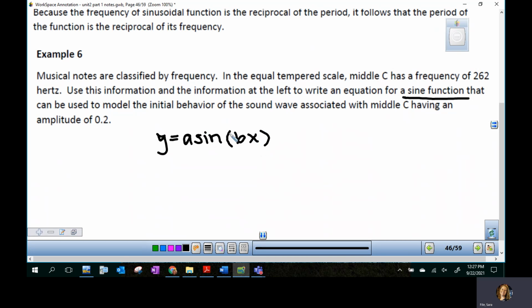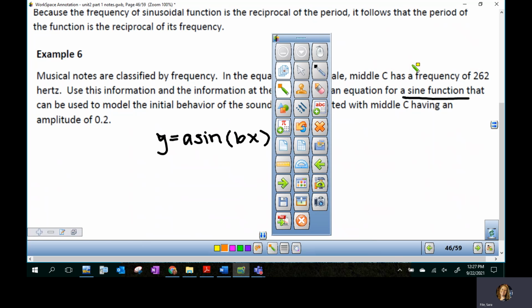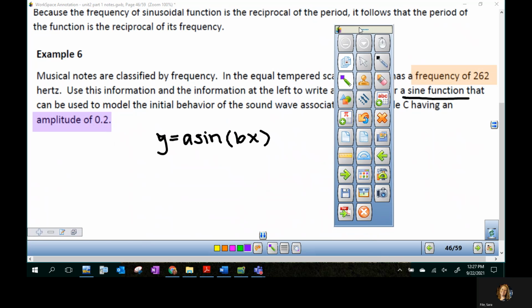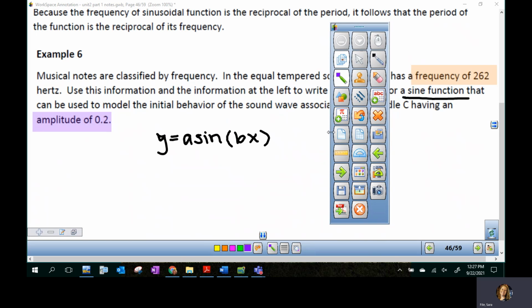There's no horizontal shifts or anything. This is what we're starting with. Now the information they give us is the frequency and the amplitude. Do either of those just directly get plugged into the equation? Which one? Where does it get plugged in? Okay, so the amplitude gets plugged in for A. So 0.2 is going to be the A value. Okay, what about the B value? Do I just plug in 262 there? No, B is not the frequency.